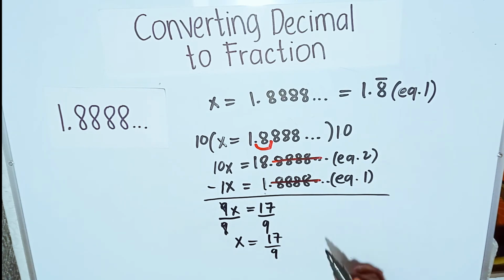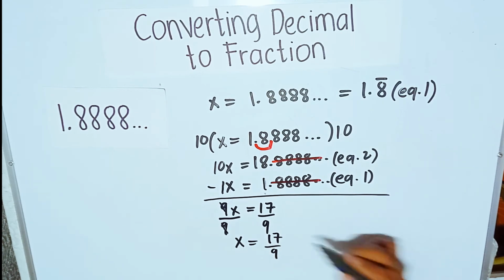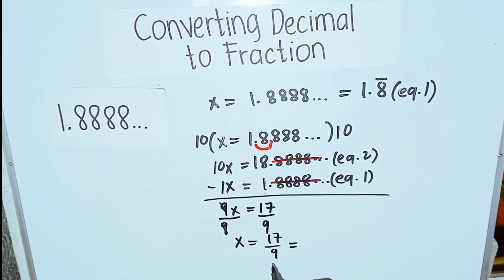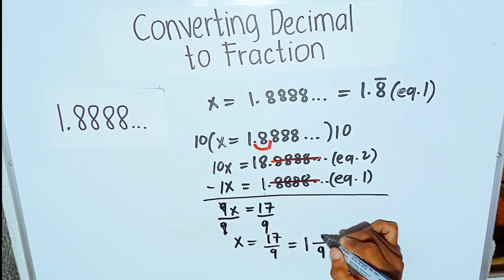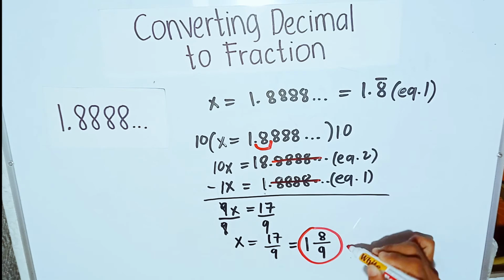Pero, pwede pa natin yung i-lowest term. Kasi yung given na to is naka-improper fraction. So, meron tayong whole number dito. So, meaning to say, eto is equal to how many 9 are there in 17? Meron tayong 1. And then, meron tayong remainder na how many? We have 8. So, therefore, our fraction form of 1.88 will be 1 and 8 over 9.